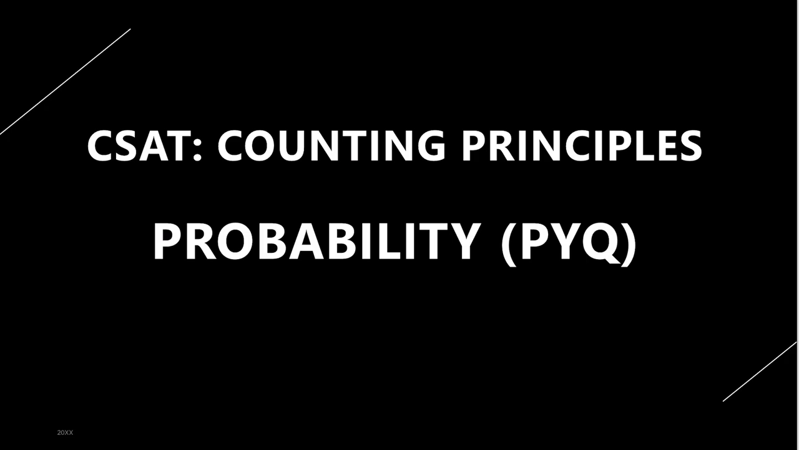So today is going to be the last video of counting principles, where we are going to solve previous year question probability. As I've already told you, there were only 3 questions in the last 7 to 8 years in CSAT on probability. So we are going to solve those. This PPT is already uploaded on the Telegram channel. You can go there, download it and try to solve these questions on your own first by applying the concepts you have learned in the last videos, and then look at the solution.